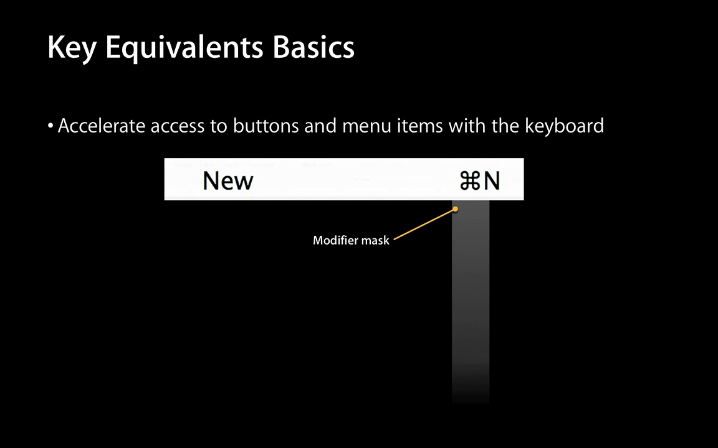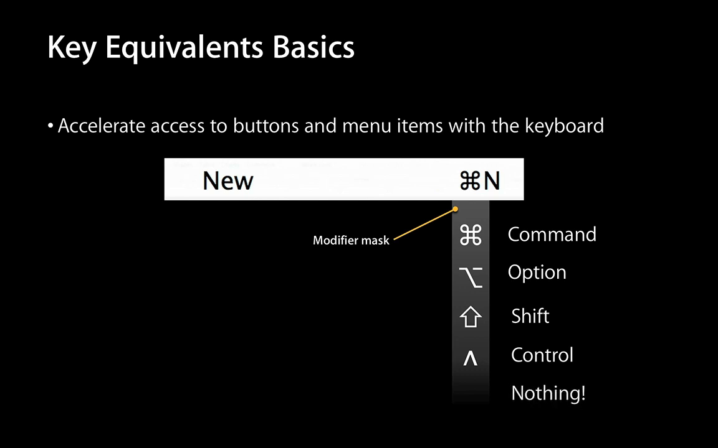Now, the command key you see next to it is part of the modifier mask, of course. There are 4 different modifier flags that are available. There's command, option, control, and shift. You can also pass nothing at all. It's perfectly valid to have a key equivalent with no modifier mask.